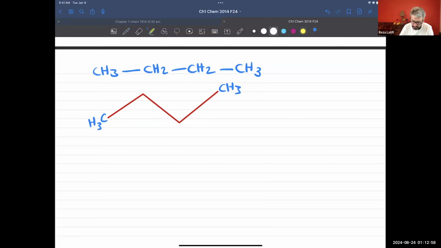Let's highlight them. Those carbons in the middle are attached to 2 hydrogen atoms. Same thing here: you have a carbon atom attached to 2 hydrogen atoms. Each carbon technically has 4 sigma bonds, so it will be tetrahedral, and the bond angle will be 109.5.